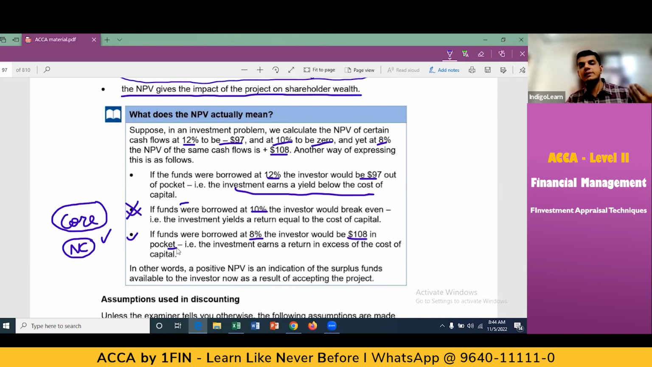So obviously, the project which will give positive NPV is financially viable and is the project that an investor should enter into. He should never go for a project which is having negative NPV or 0 NPV. Okay.